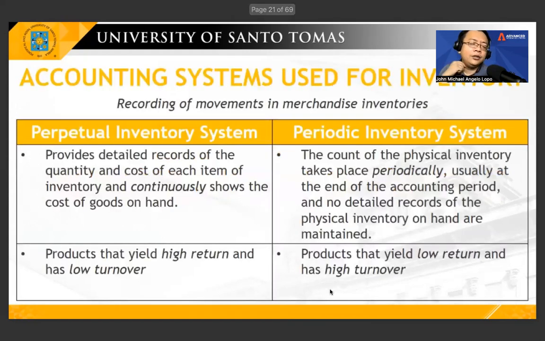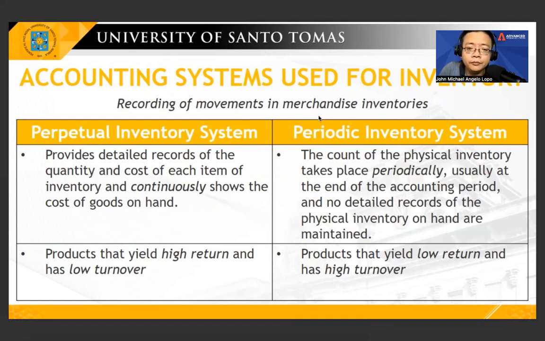All right. Inventory accounting system. So there are two kinds of inventory accounting system, no, for inventory. So you have here perpetual inventory system, and also you have here periodic inventory system. Okay, so recording of movements in the merchandise inventory. So perpetual inventory, you record everything, no? You continuously record, no, the cost of goods on hand, the detailed record, the quantity, no? So in the perpetual inventory system plus, no, it is to be recorded, no, automatically to your inventory. Okay, so products that will yield high return and also about low return.